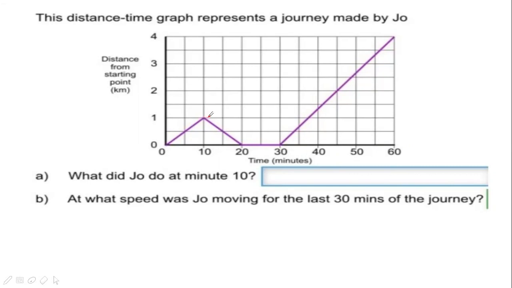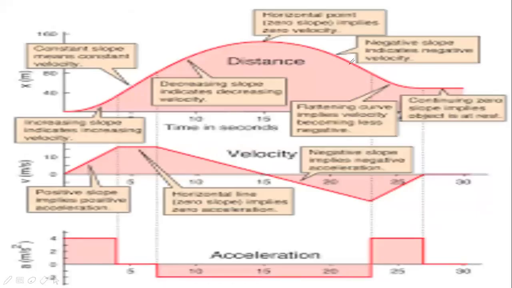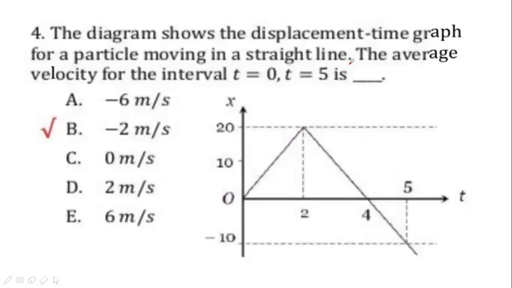At what speed was Joe moving for the last 30 minutes of the journey? This is the last 30 minutes: 30, 40, 50, 60, this graph. This graph represents uniform velocity, uniform speed. The body is moving with uniform speed. This is a different graph, but it's blurred. You can see the diagram.